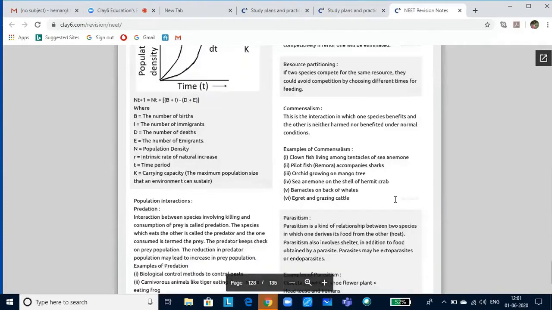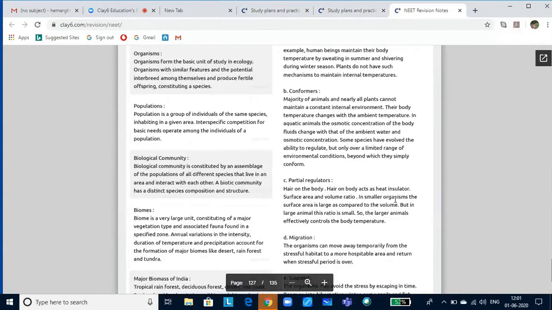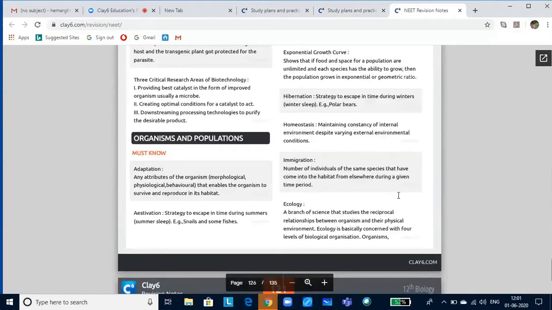Let us start with today's lesson. I told you I'm going to club two chapters and then give a single test. So this is organisms and population, which deals with ecology. Now, the term ecology was introduced by Ritter in the year 1868, and Ernest Haeckel defined it as the study of the natural environment, including the relationships of the organism with one another and to their surroundings.